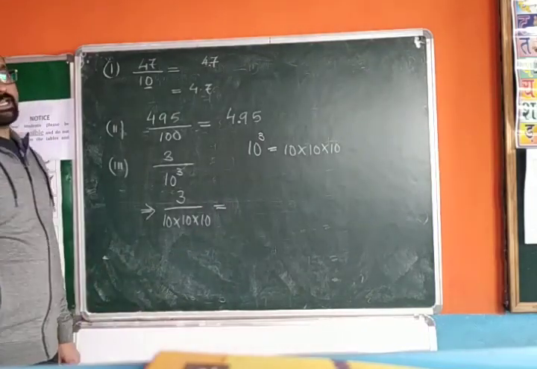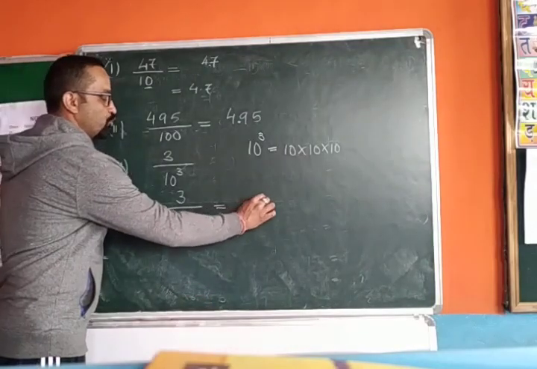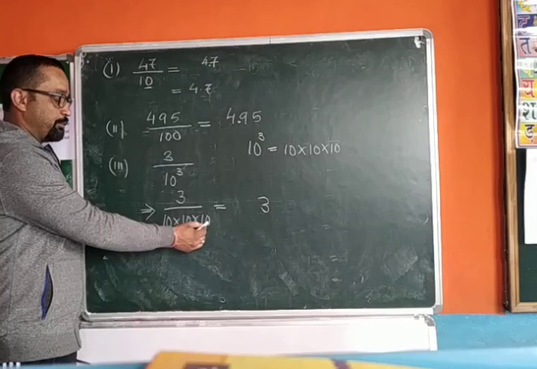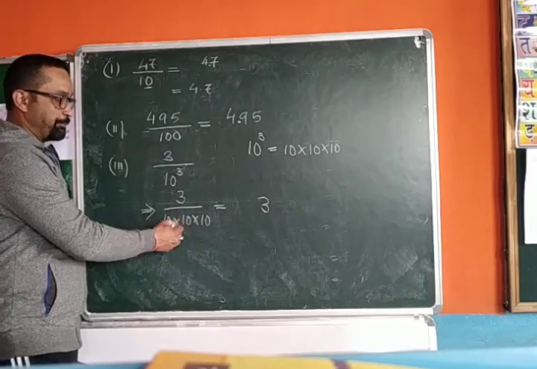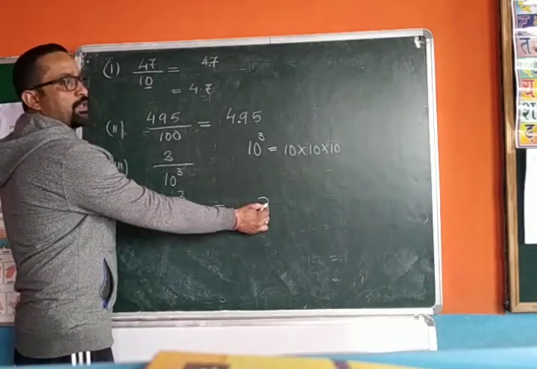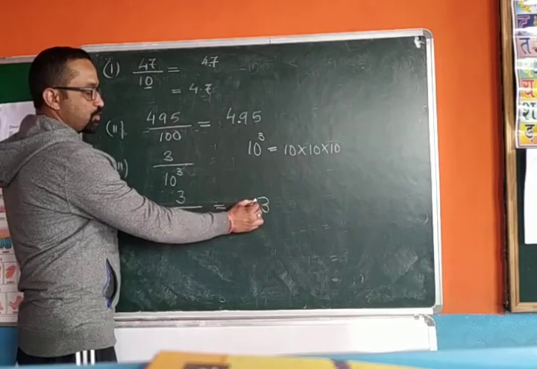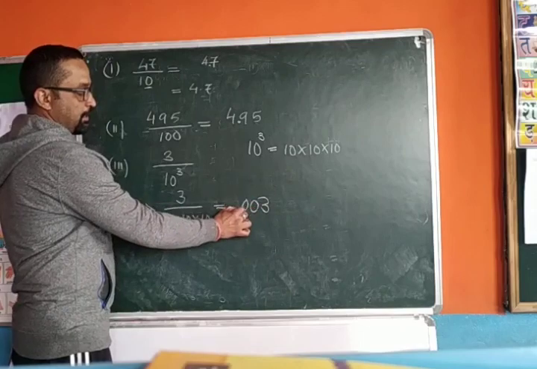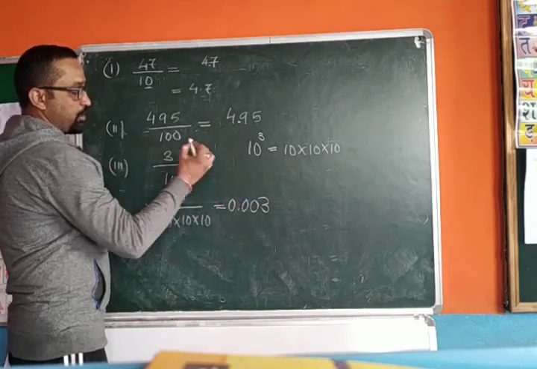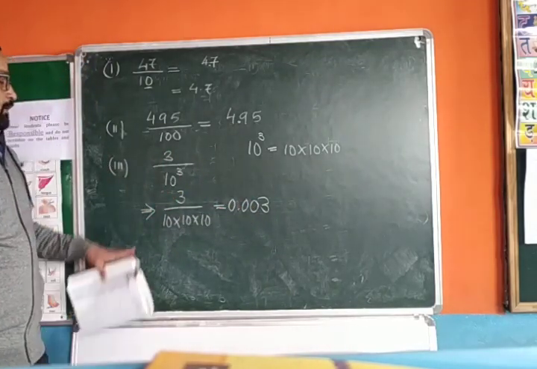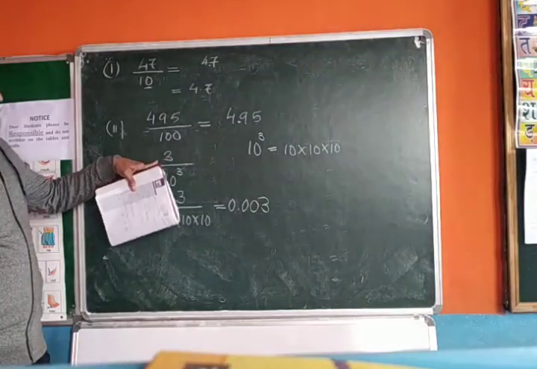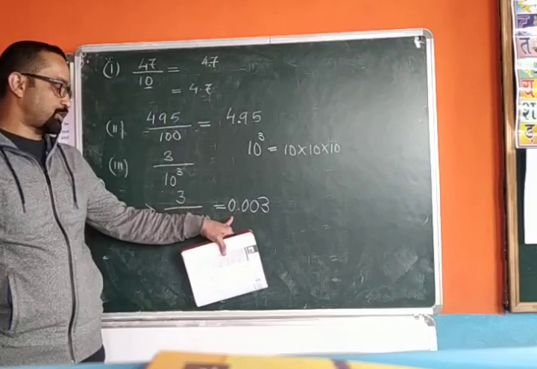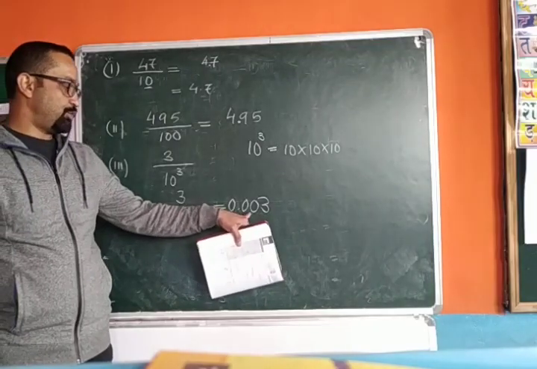Then put the equal to sign. Copy the numerator. Count the number of zeros in the denominator: 1, 2, 3. So in one place you don't have any number, so you put 0, then 2, 3, decimal. Then again you have to put 0. 3 upon 10 to the power of 3 gets converted to the decimal fraction 0.003.